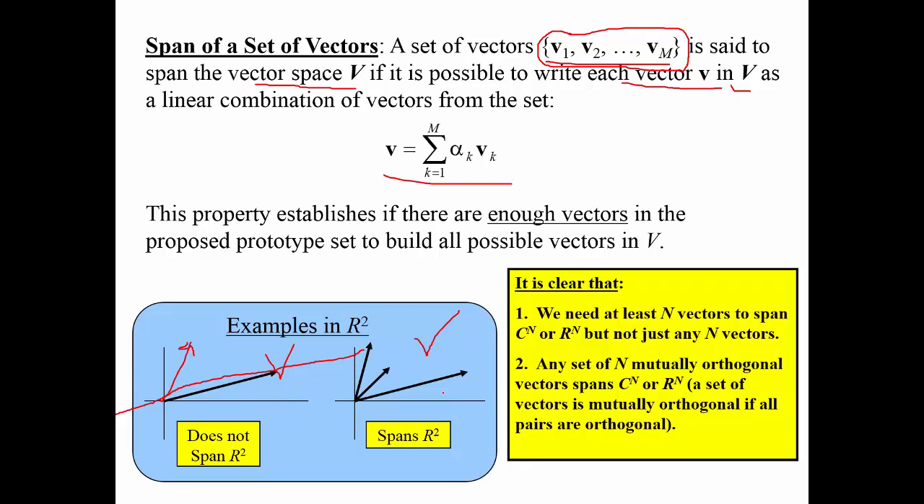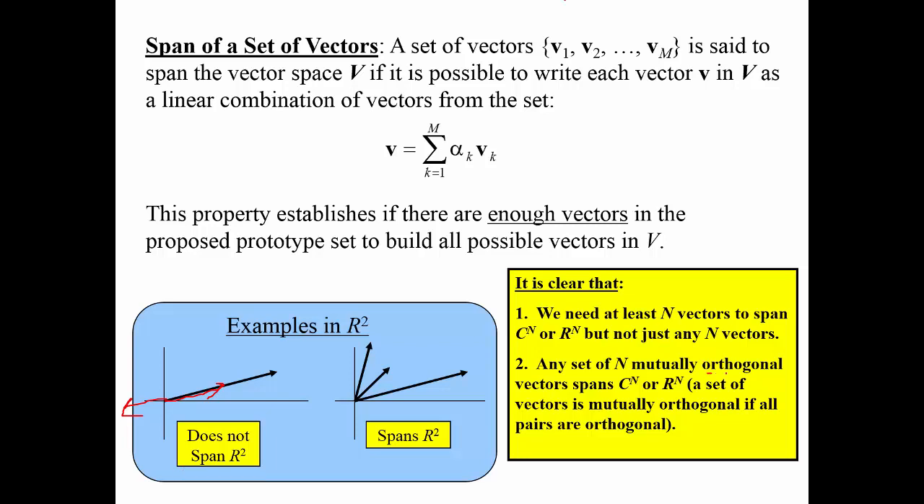Some things that we can see is that for Rn, we're going to need at least n vectors to span, but not just any n vectors, right? If we go back over here, we've already seen that we need two vectors to span R2, but if I picked another vector, here's another one that lies right on that one, or even in the opposite direction. There's two vectors, but they don't span R2. So I need at least n vectors, but not just any n. They need to be linearly independent, as we'll see.